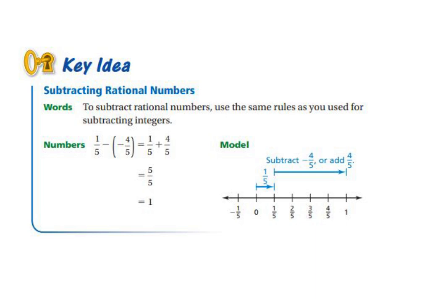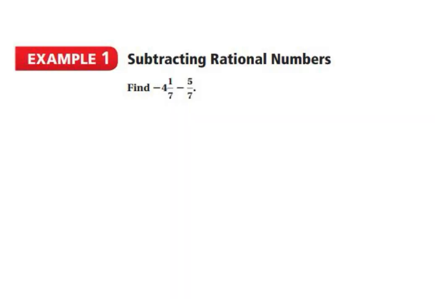This key idea is similar to your key idea from lesson 1.4 for subtracting integers. To subtract rational numbers, we use the same rule. And that rule was to make everything addition. Again, how we do that is if we have a minus minus, we do chop chop. If we just have a minus, we do chop slash. So we turn every subtraction problem into an addition problem. So let's take a look at what that looks like.